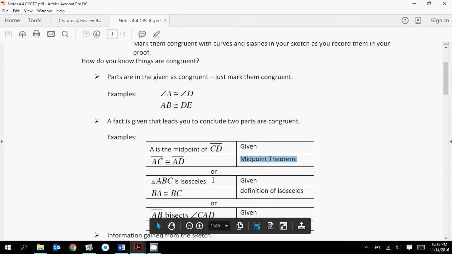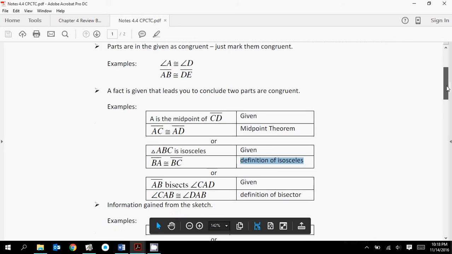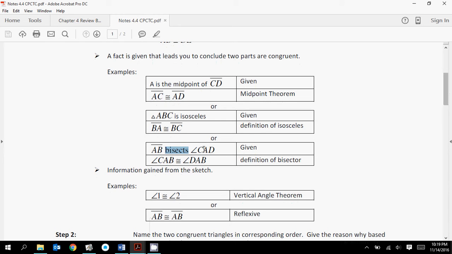If I mention that you have an isosceles triangle, you got to have a definition of isosceles somewhere in your proof. So I'm talking about two sides being congruent. If I mention that there's a bisector, now it doesn't just have to be an angle bisector like you have in this case. We could be bisecting a segment. There's nothing against the rules in that, okay? So if I was bisecting a segment, obviously I would have two segments instead of two angles congruent here, okay? And you would have to have definition of bisector for your reason.